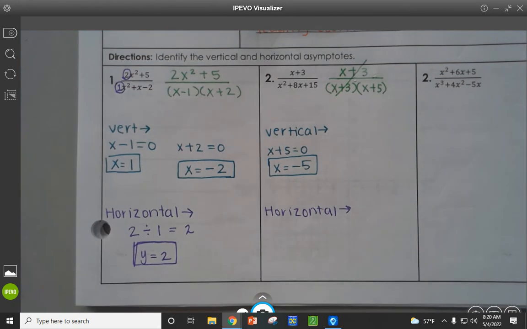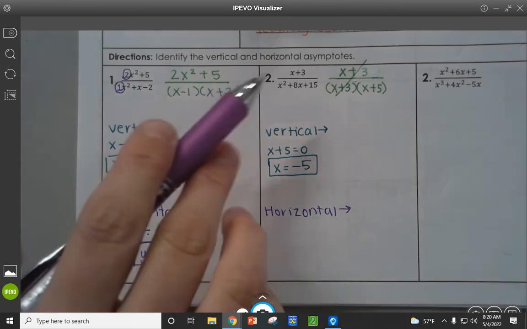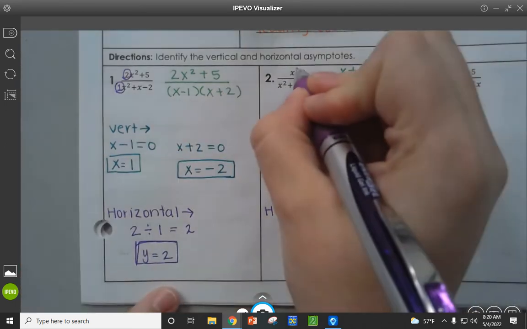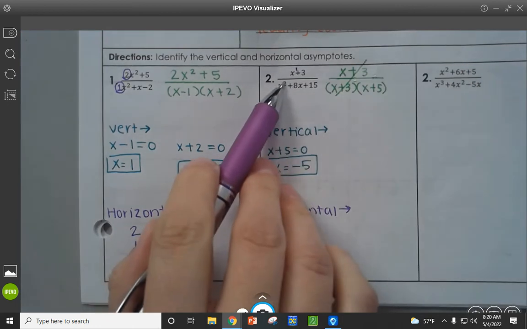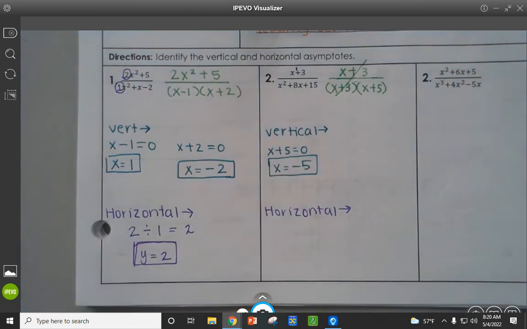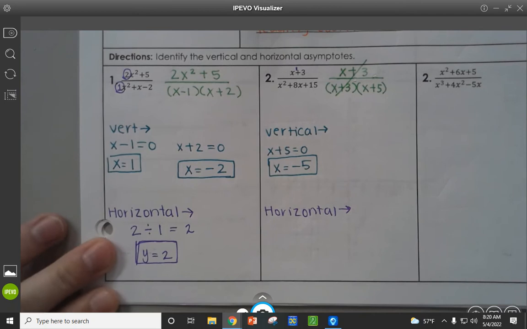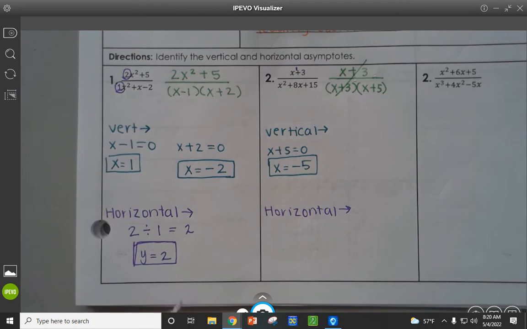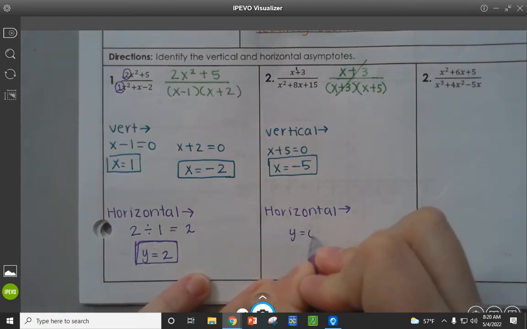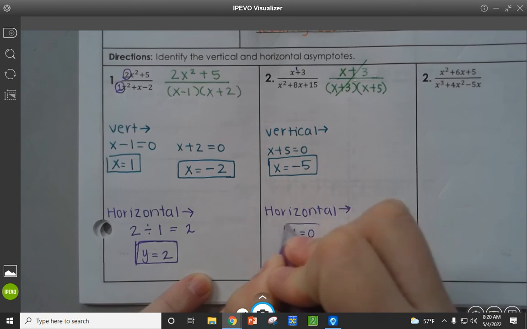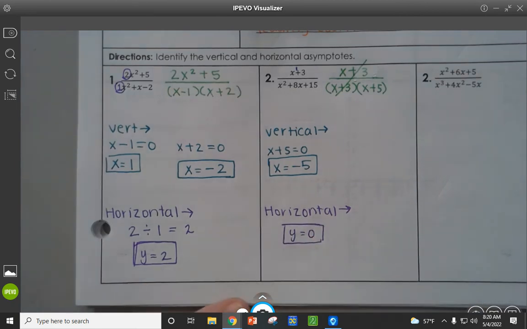So the horizontal asymptotes, we look at the original problem. Are the degrees the same? No. The numerator degree is only 1. The denominator degree is 2. So when the numerator degree is less than, we have one at y equals 0, or you could say the x-axis.